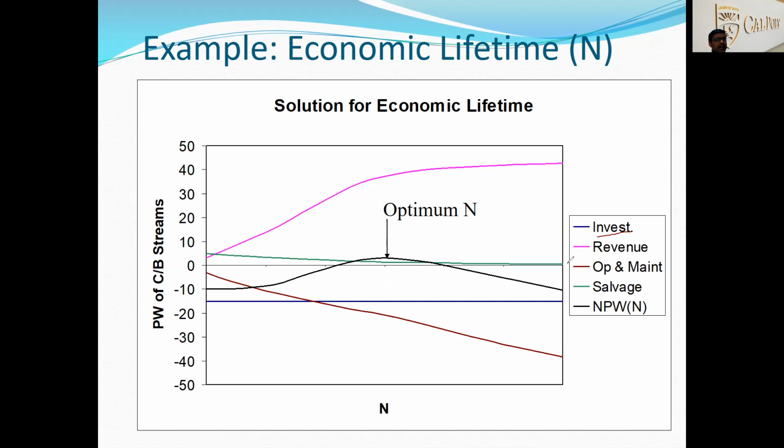How come salvage value, that's also a fixed value at the end of the cycle, is changing as I change N, but my investment has a straight line?